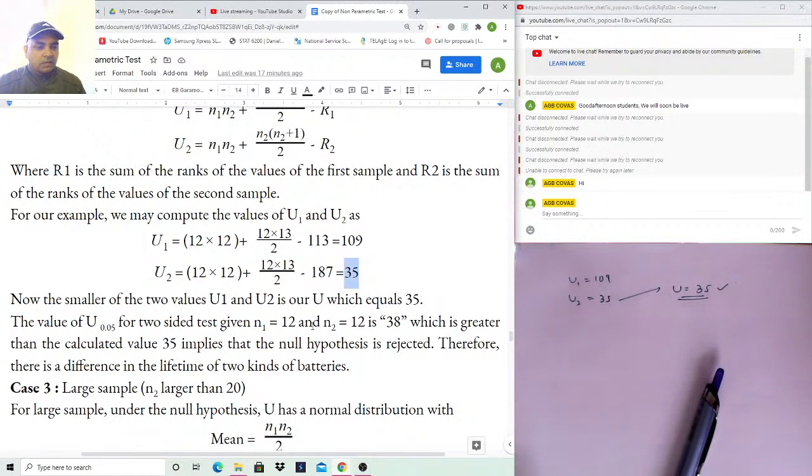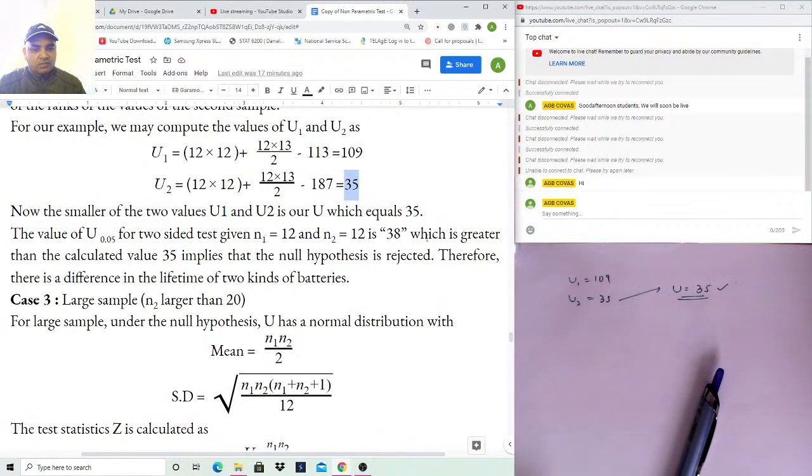So the smaller of these two will be your U value. At the 5% level, if you see at 12 and 12, the table value is 38, which is greater than the calculated value 35. Because the table value is greater than the calculated value 35, your null hypothesis is rejected. Therefore we can say that there is a difference in the lifetime of the two brands. Okay, so this is how we can do it.